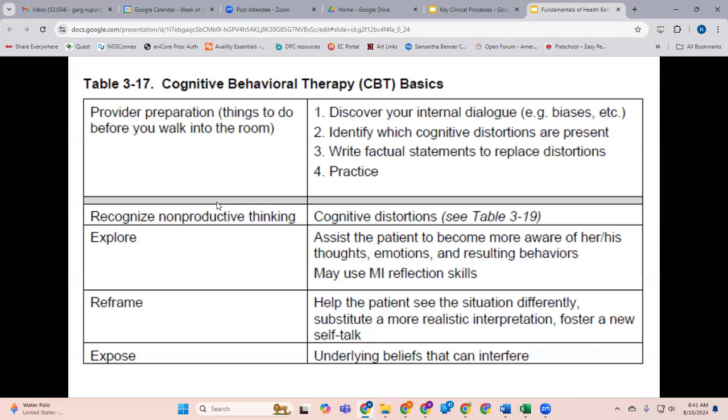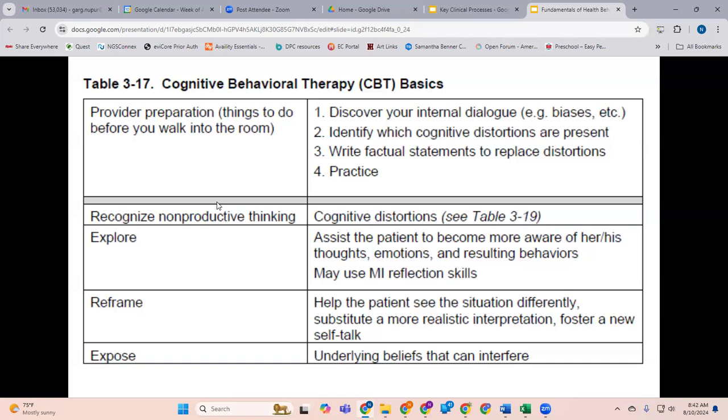Explore: assist the patient to become more aware of his or her thoughts, emotions, and resulting behaviors, and you can use the reflection skills we've talked about to explore that. Then reframe: help the patient see the situation differently, substitute a more realistic interpretation, and foster new self-talk. You are actually challenging what they're saying, instead of just reflecting it as we just talked about in motivational interviewing.